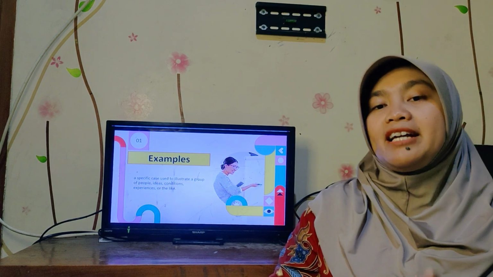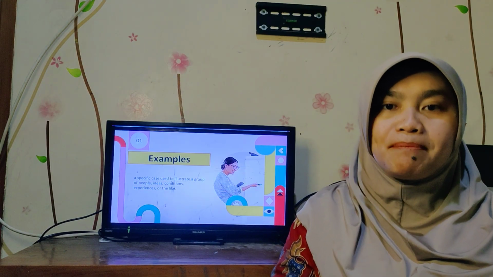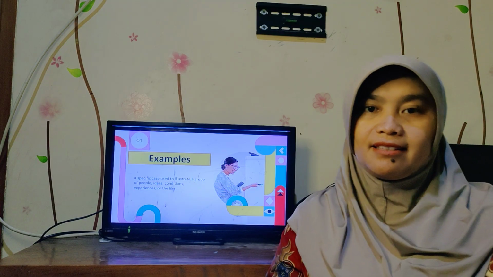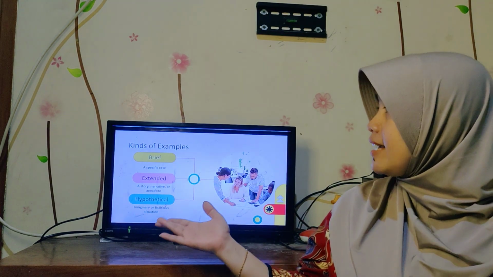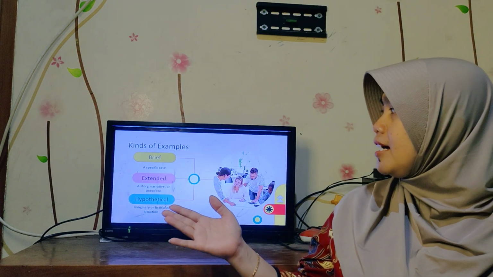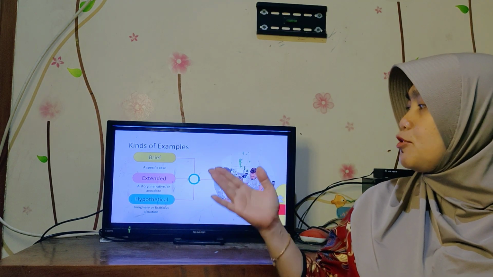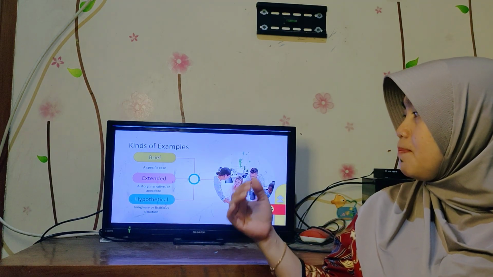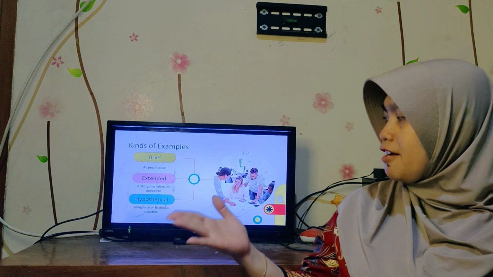First, example: a specific case used to illustrate a group of people, ideas, conditions, experiences, or the like. Here are the kinds of examples. The first one is brief, it's for a specific case. The second one is extended, it's like a story, narrative, or anecdote. And the last one is hypothetical, it's like an imaginary or fictitious situation.